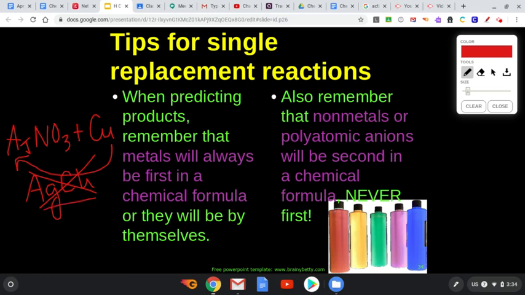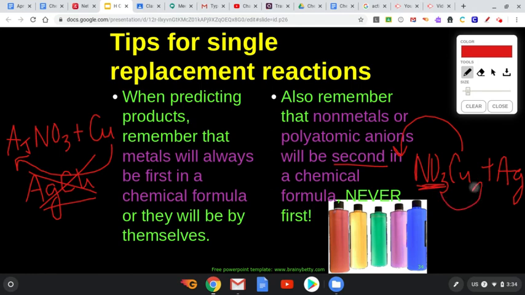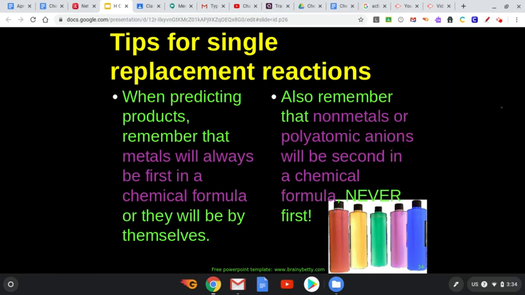That is very important. Also remember that nonmetals or polyatomic anions will always be second in the chemical formula. You never put them first. So likewise, in this same reaction, I would not have NO3 in front of the copper plus the silver by itself, because the metal must always go first and the polyatomic ion must always go second in the formula.